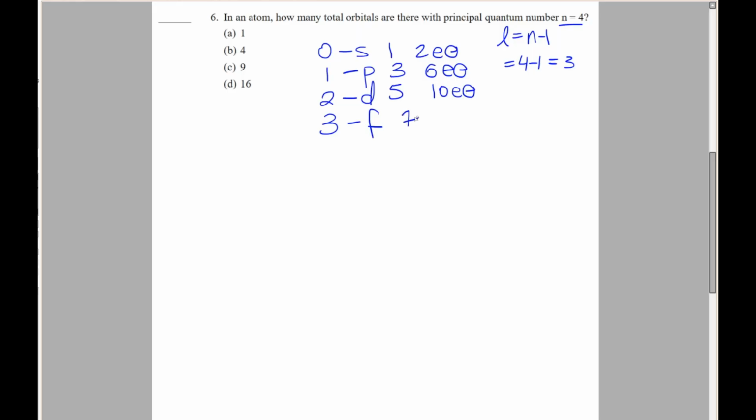For f, we have 7 orbitals. Multiply that by 2, we have 14 electrons. So in this case, we're just asked how many total orbitals. So we're not asked electrons, we're asked orbitals. So we just kind of add all of these numbers up. So you add these up, 1 plus 3, that's 4. 4 plus 5, that's 9. And then 9 plus 7 is 16. So if we add all of these, we get 16, which is choice D.